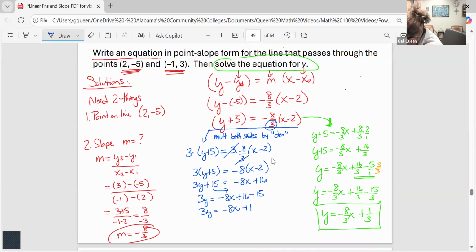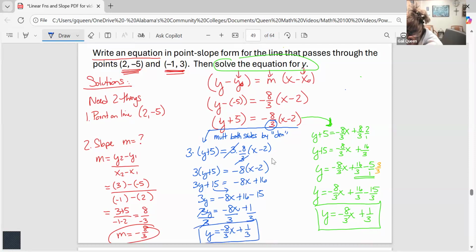And last thing, to get y by itself, I have to get rid of that 3. So we're going to divide everything by 3. So over on the left side, the 3's cancel. I have y. Now, on the right side, we're going to take that x in the numerator right there, and we're going to very gently shove that x over to the right, shove it off the fraction and let it sit beside that fraction. And I get negative 8/3 x plus 1/3.